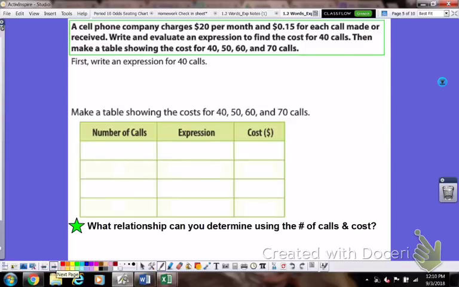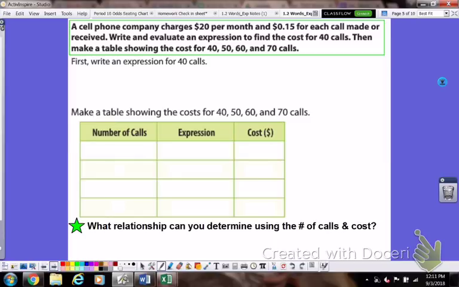And moving right along. A cell phone company charges $20 per month and 15 cents for each call made or received. Write and evaluate an expression to find the cost for 40 calls. Then make a table showing the cost for 40, 50, 60, and 70 calls. So first, write an expression for 40 calls.